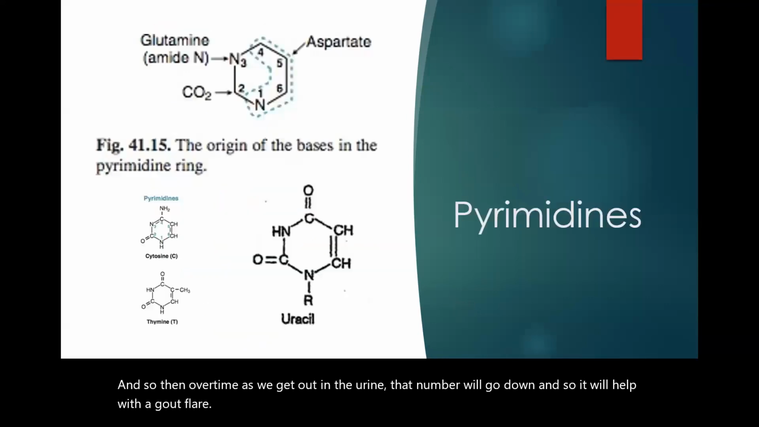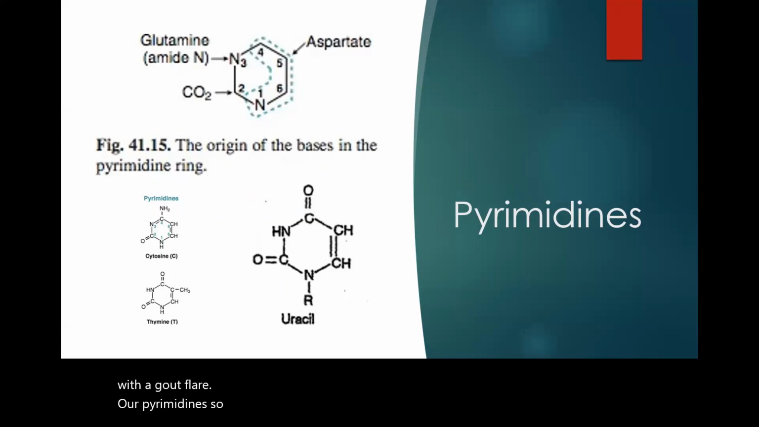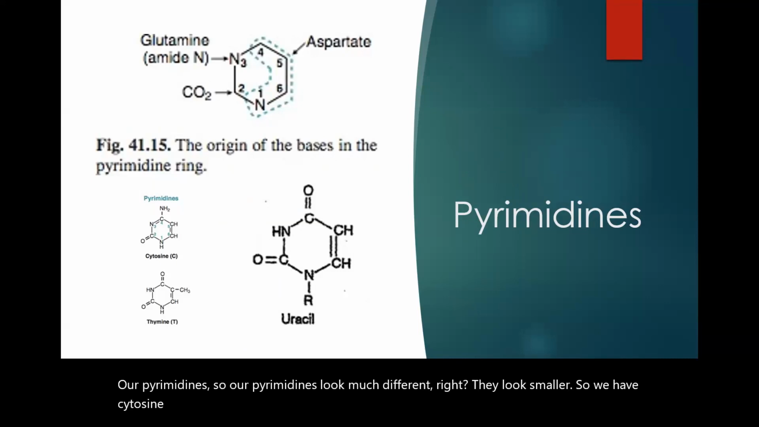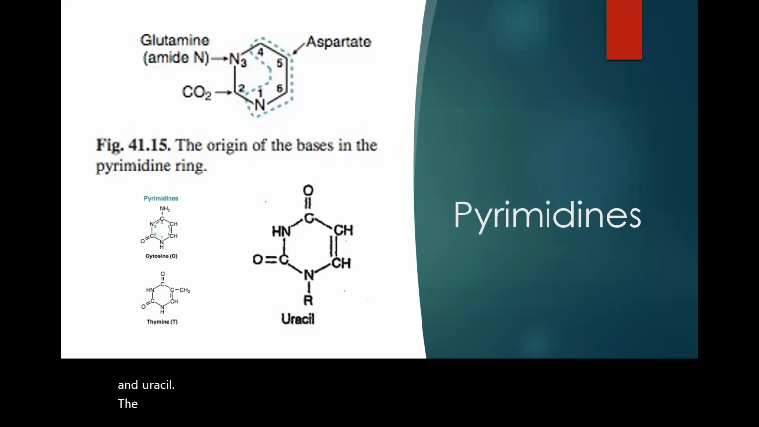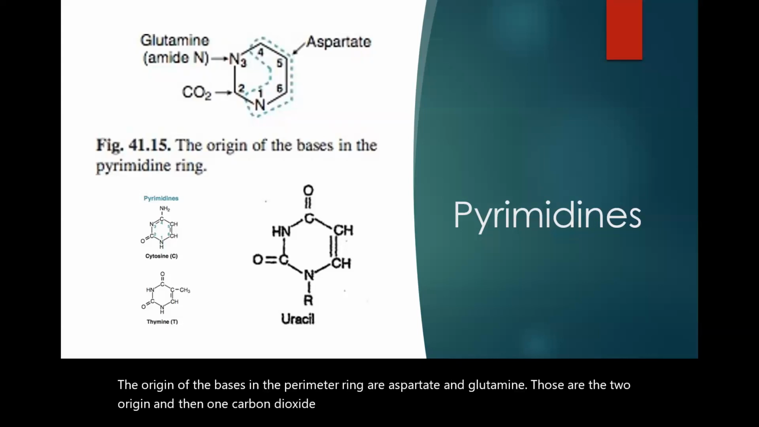Our pyrimidines look much different, right? They look smaller. So we have cytosine and thymine, C and T, right? C goes with G, T goes with A. So these are coming into place in our DNA and RNA. And then in RNA, we have uracil, okay? So cytosine, thymine, and uracil. The origin of the bases in the pyrimidine ring are aspartate and glutamine. Those are the two origins, and then one carbon dioxide molecule. So it's much simpler. It's a much smaller structure.